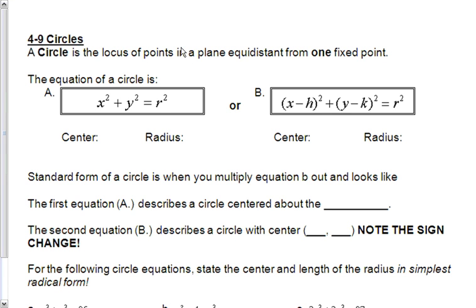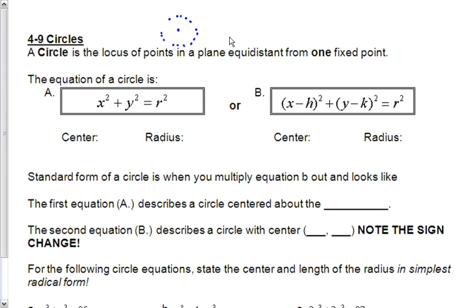Time to take a look at one of my favorite things, circles. Okay. Definition. A circle is a locus of points that is equidistant from one fixed point. AKA, you have a point, that's the same distance away, that's the same distance away. Oh, look, it goes all the way around and makes a circle.